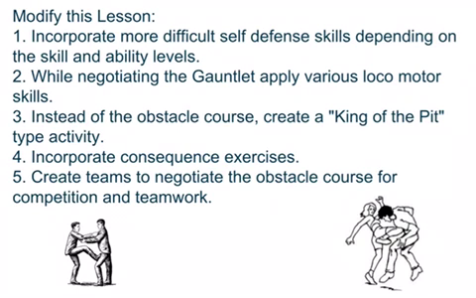How can we modify this? We can incorporate more difficult self-defense skills depending on the skill and ability levels. While negotiating the gauntlet, apply various locomotor skills. Instead of an obstacle course, create a king of the pit type activity. That's always our favorite, where the students gather in the middle and you form a perimeter, and they have to apply the self-defense skills you taught them to remove each other from the center of the square. You can incorporate consequence exercises, or you can create teams and negotiate the obstacle course for competition and teamwork.